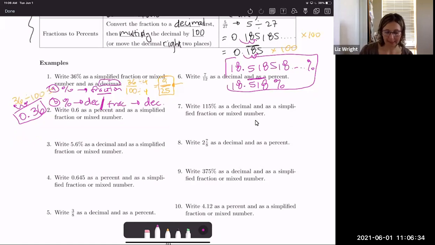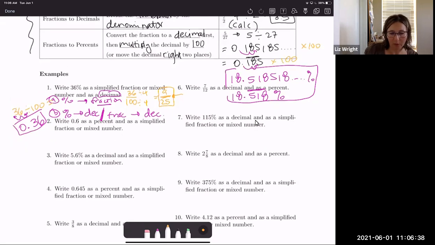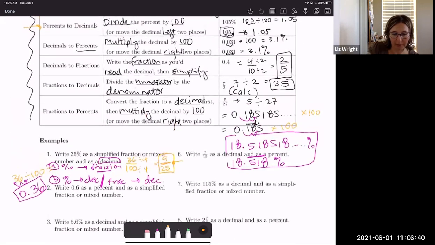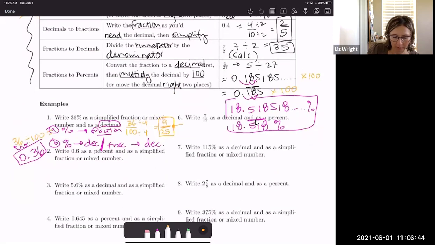Write 0.6 as a percent. So if I'm taking the decimal and I'm going to a percent, so come back up here, decimal to percent, we're multiplying by 100. So part A is I'm taking 0.6, I'm multiplying by 100. That moves the decimal 2 places to the right, 1, 2, which gives me 60%. Hey, look at that, I remembered my label.